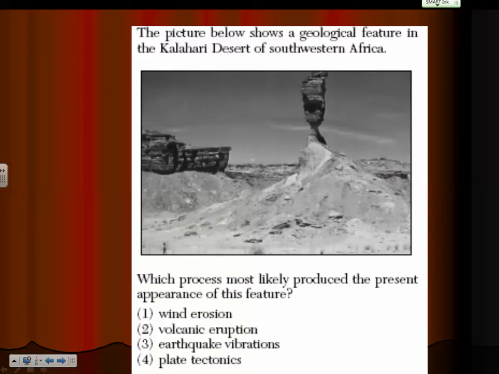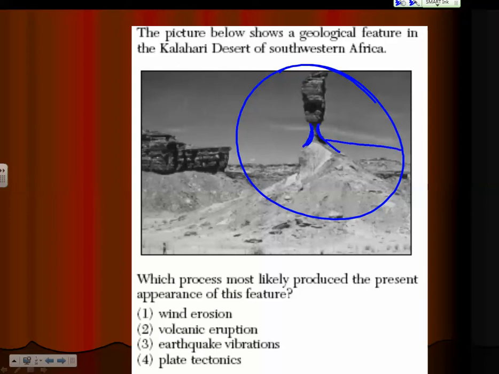Another question. The picture below shows a geological feature in the Kalahari Desert of southwestern Africa. Which process most likely produced the present appearance of this feature? And they're talking about this feature right there. And of course the answer is wind erosion. You can see at one point back in time, that was only about a meter off the ground. This has probably been deflated over time, this area, but there's your mushroom-shaped rock.